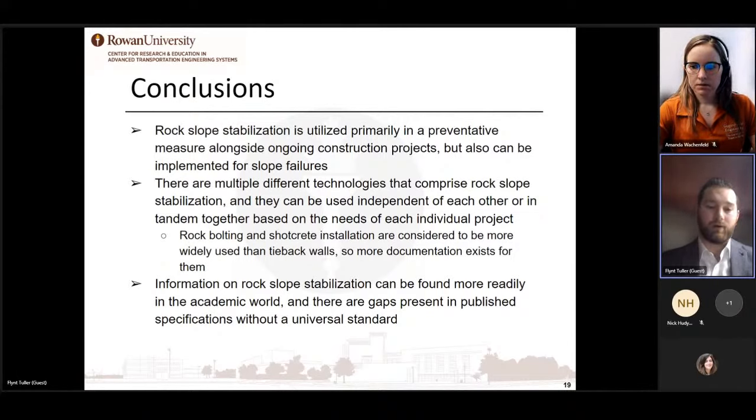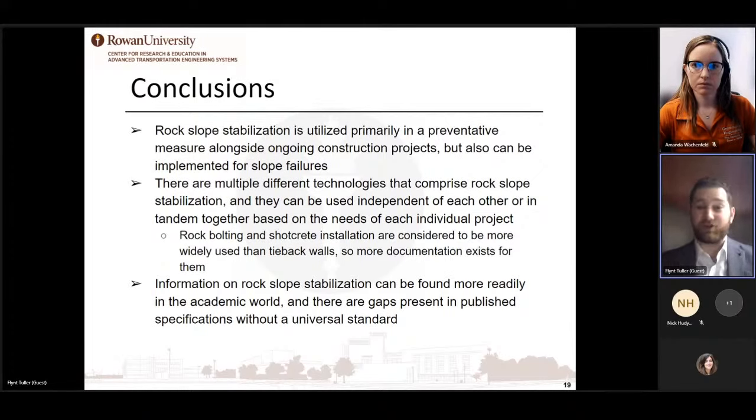Looking at stabilization as a whole, there are a couple of different technologies. I just talked about 4 today. There are many more than that, but those are the 4 that are most seen, though some of them are still on the newer side or don't have as much documentation about them. They can be used independent of each other, or they can be used in tandem. Different projects require different things.